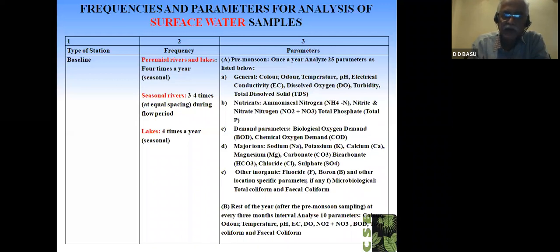Now, these are the general parameters, 4 times in a year. And for the rest of the year, after the pre-monsoon sampling and so on, you take a smaller set of parameters: odor, temperature, pH, EC, DO. 4 times a year you do all the things, and the rest of the time you go for this type of thing. It is a perennial river. Next.